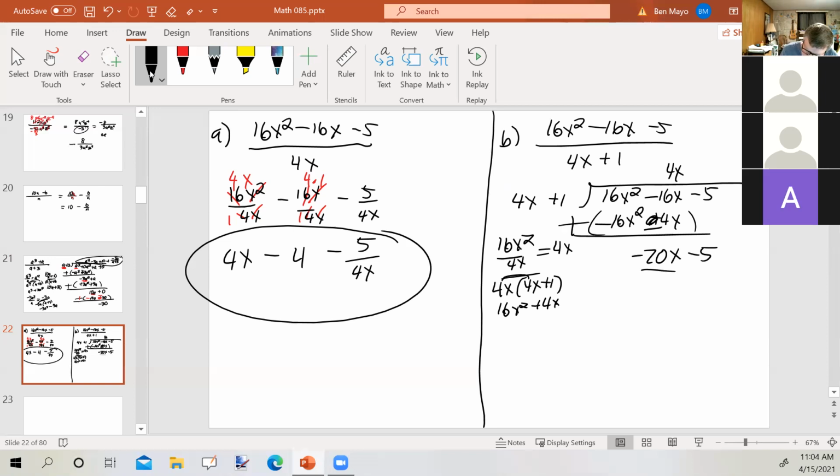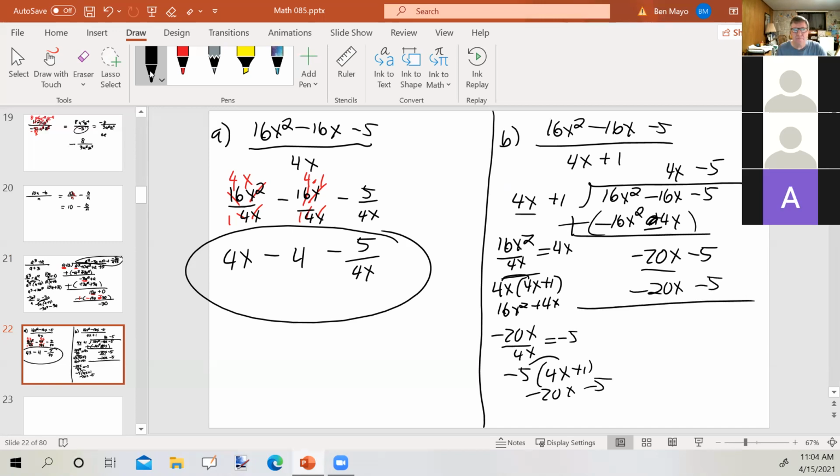Take the leading term inside divided by the leading term outside. Negative 20x divided by 4x is negative 5, or minus 5. Take that times the divisor, 4x plus 1: negative 20x minus 5. Subtract that quantity from what's up above, change it to addition of the opposite, and we get 0 remainder.